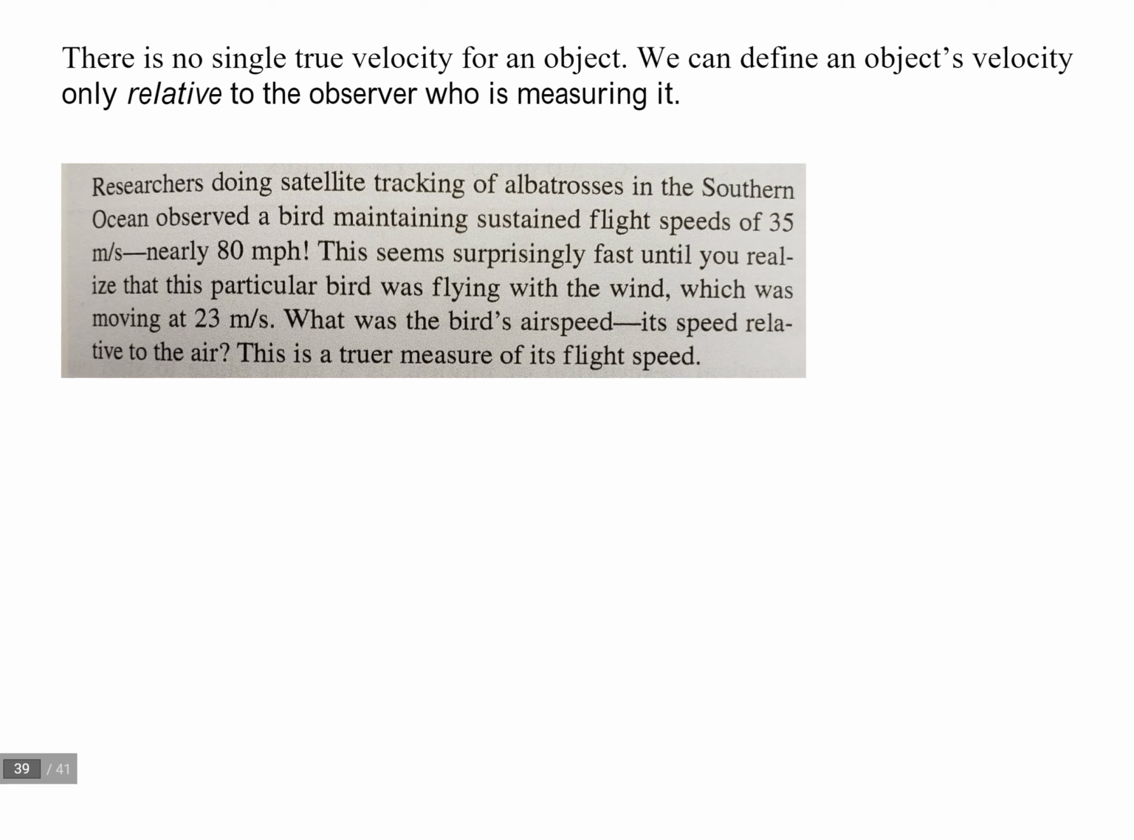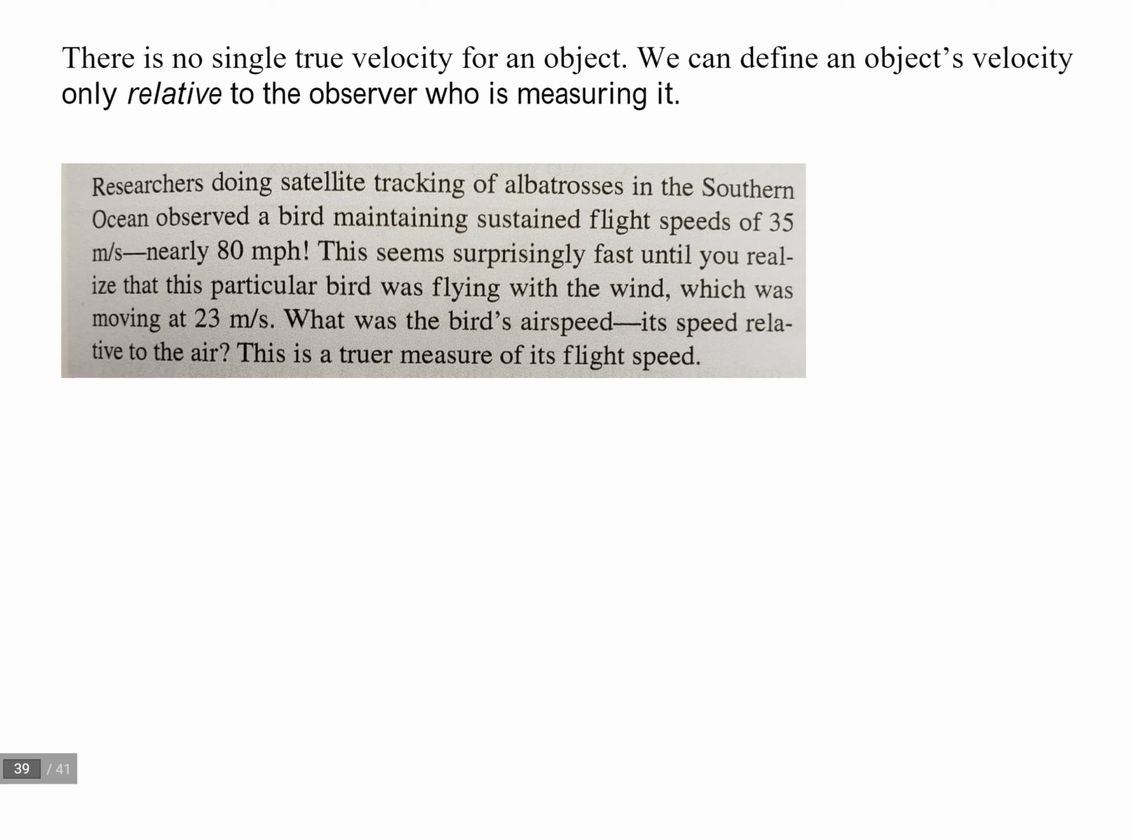We have, in this example, researchers doing satellite tracking of albatrosses, the gigantic bird, in the Southern Ocean. They observed a bird maintaining sustained flight speeds of 35 meters per second, which is nearly 80 miles per hour, extremely fast for a huge bird. It seems surprisingly fast until you realize that this particular bird was flying with the wind, which was moving at 23 meters per second. So what's the bird's airspeed, which is its speed relative to the air? This is the truer measure of its flight speed.